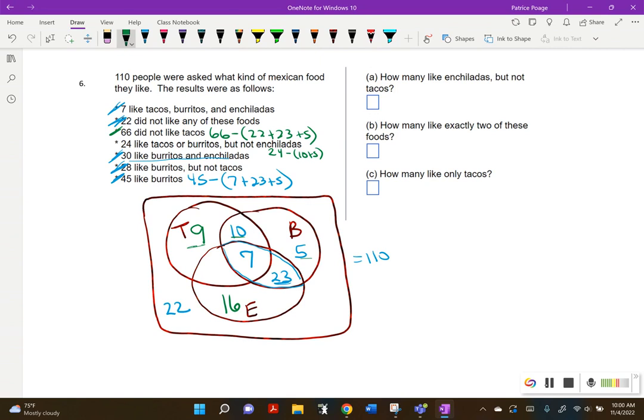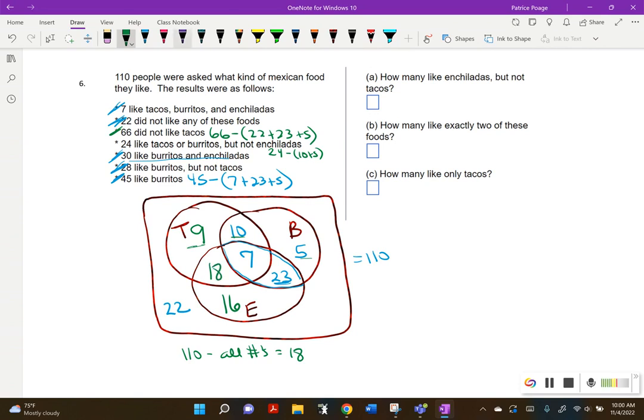And then our missing spot right there, people who like tacos and enchiladas, but not burritos. So we do 110 minus all the numbers in there. And that's going to give us 18.